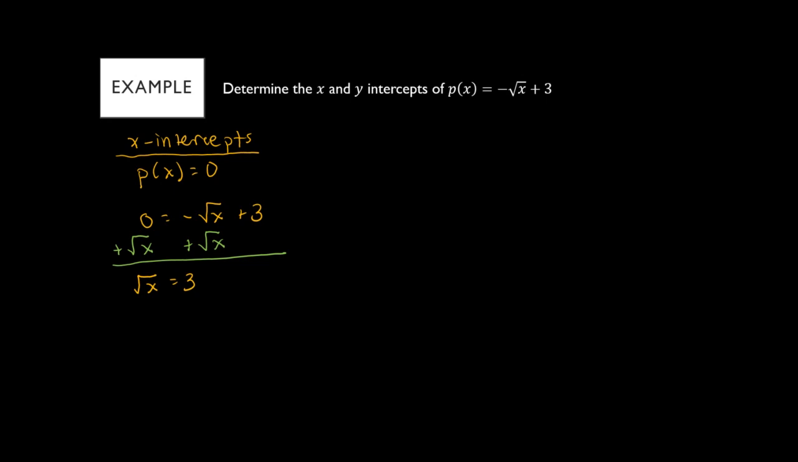And then to undo the square root, you square both sides. So that will cancel out the square root and give us x equals, and then 3 squared is 9. Now, it is possible that you get extra solutions, so we're going to use the graph to check. Our intercept should be 9, 0.